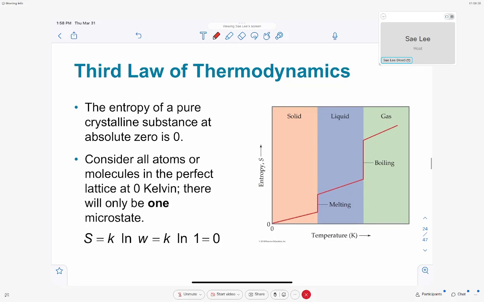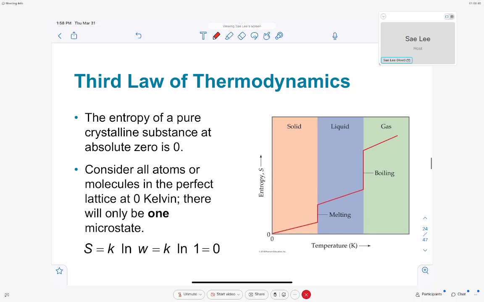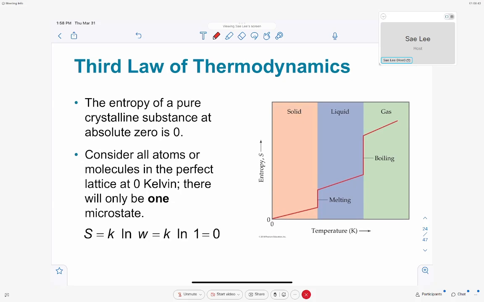All right, now that we have learned enough about microstates and what causes the entropy to increase, we will now move on to discuss the relationship between the third law of thermodynamics and entropy. We're done with the second law of thermodynamics, and we're going to move on to the third law of thermodynamics and entropy.